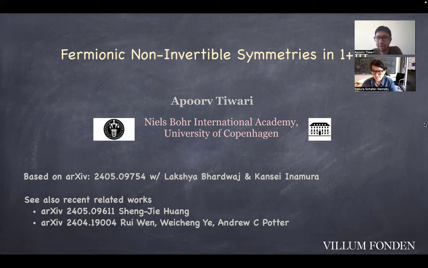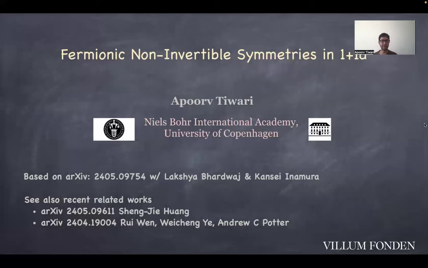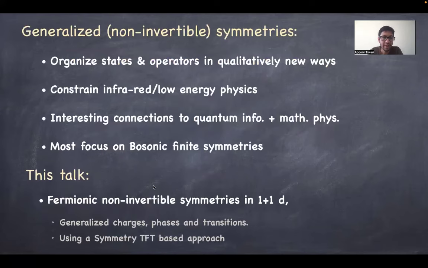Today, I'll talk about fermionic non-invertible symmetries in 1+1D. This is based on a recent paper that we put out on the arXiv last month with Lakshya Bharadwaj and Kansei Namura. If you're interested in this subject, you should also maybe look at these other works. There was a coordinated paper by Shengjie on a very complementary approach to the same subject, and also a paper a few weeks earlier by Wen, Ye, and Potter, which also took a complementary approach, but focused on invertible abelian symmetries.